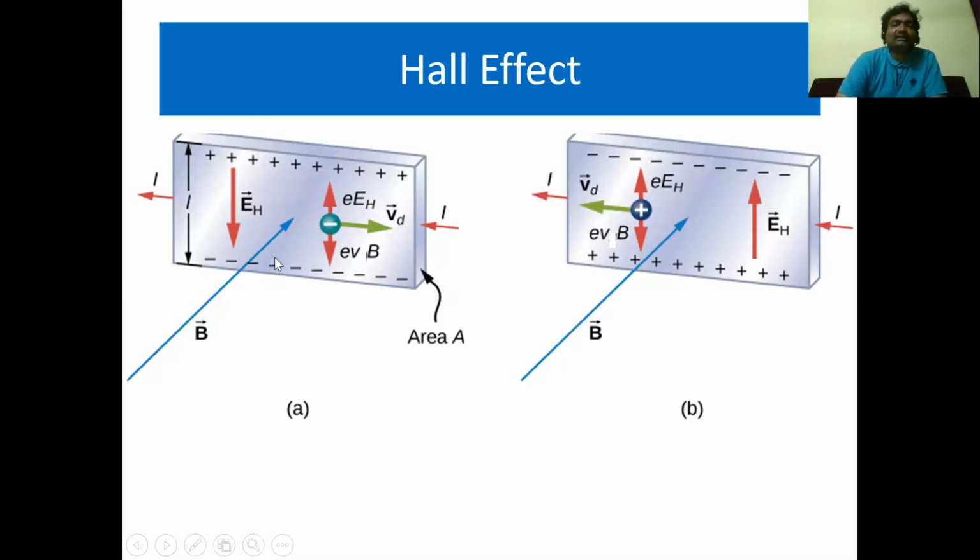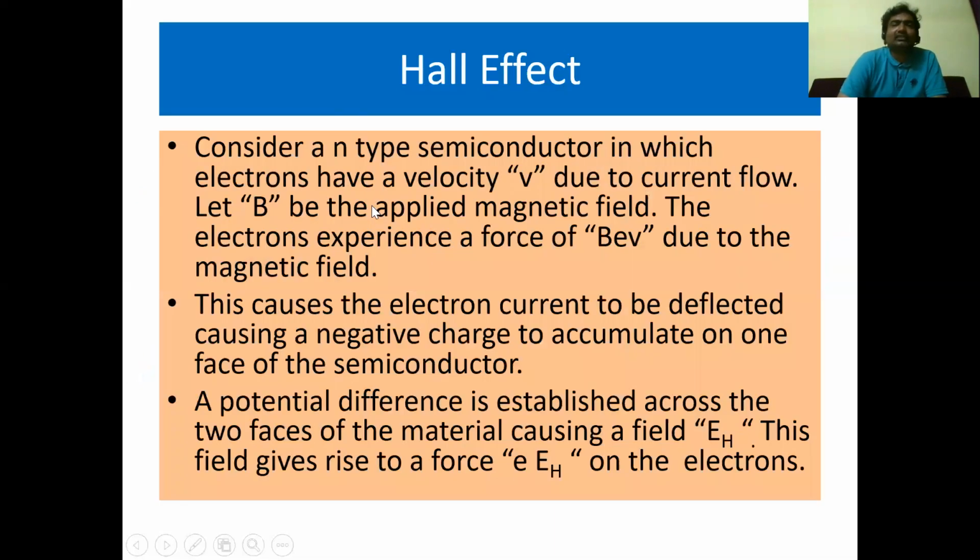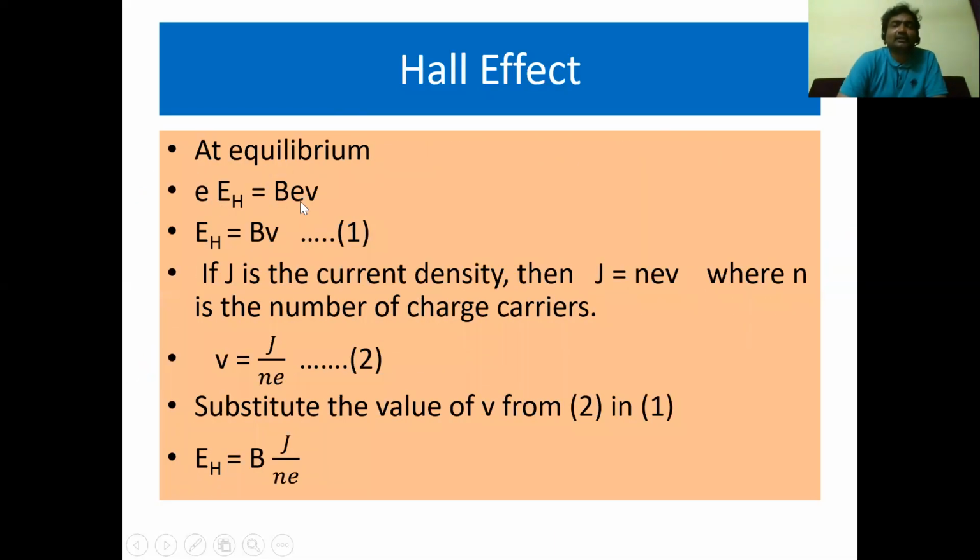Now, how far do these electrons continue to accumulate on this lower face? At a particular situation, as a large number of electrons continue to accumulate, let us assume 10,000 electrons have accumulated on the lower face. Now the 10,001st electron gets repelled by all these electrons. At that situation, the 10,001st electron experiences a repulsive force, which means a force in the opposite direction to the Lorentz force. The force is eE_H. At equilibrium, eE_H equals Bev.